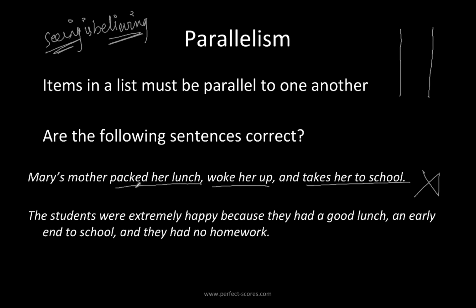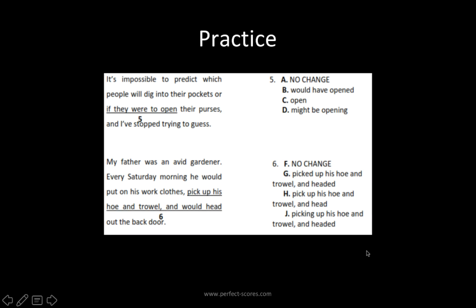The second one: the students were extremely happy because they had a good lunch, an early end to school, and they had no homework. So you have two options here. Either you put they had here as well: they had a good lunch, they had an early end to school, and they had no homework. Or you completely remove they had from here: they had a good lunch, an early end to school, and no homework. So originally this sentence also was incorrect. Let's move on to some practice questions.